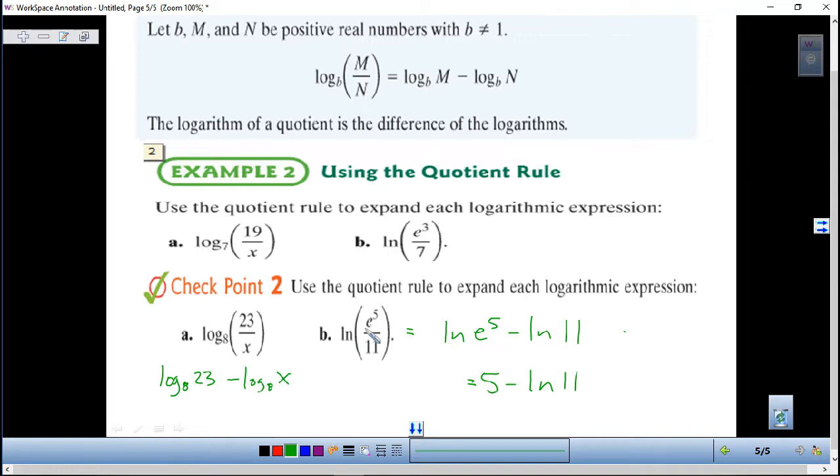Same thing over here, natural log of e to the fifth minus natural log of 11. And once again, same way we did with this problem right here. Remember, this is a log base e, and if the base of the exponent and the base of the exponential that you're taking the log of match, those things cancel out and leave us with just 5 minus the natural log of 11.